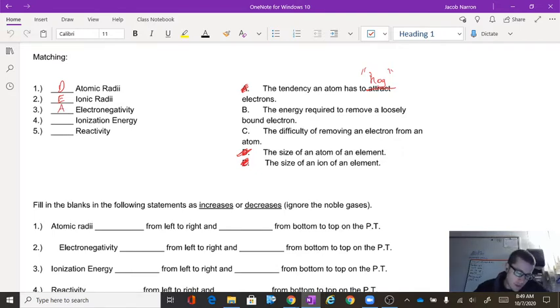Ionization energy is energy required to remove a loosely bound electron. It's the energy required to take that electron away. And then reactivity by process of elimination.